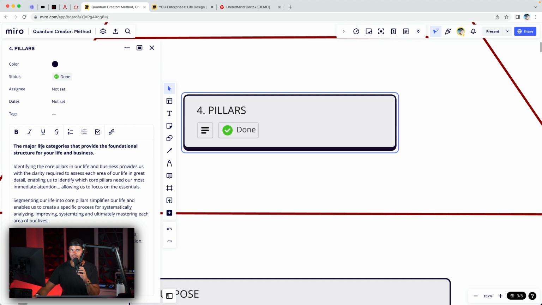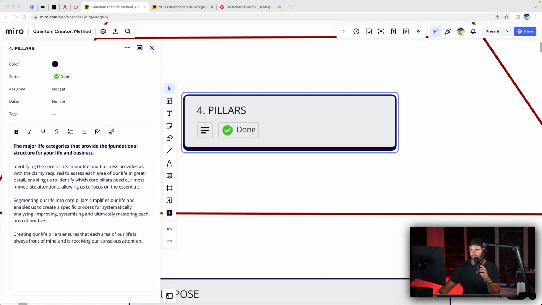So these are the major, let me change the view here, these are the major life categories that provide the foundational structure for your life and business. Identifying the core pillars in your own life and business provides you with the clarity required to assess each area of your life in great detail, enabling you to identify which core pillars need your most immediate attention, allowing you to focus on the essentials and cut out the non-essential, with a methodical process of understanding what to focus on in what order.